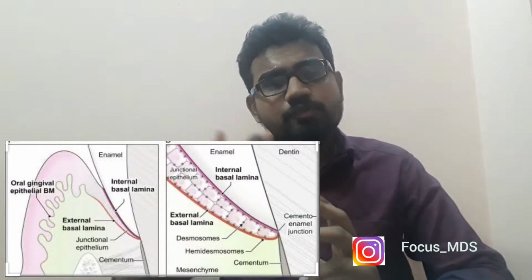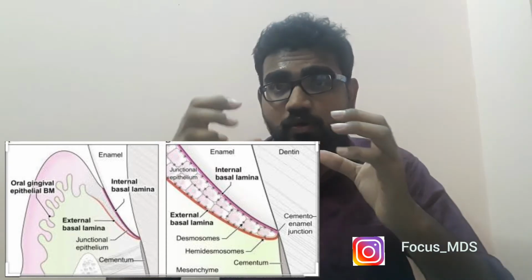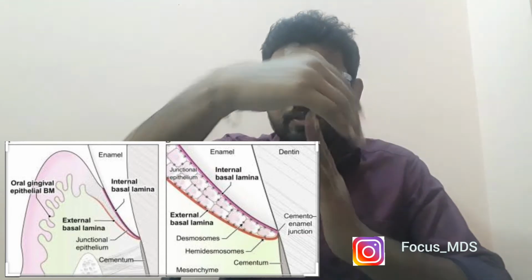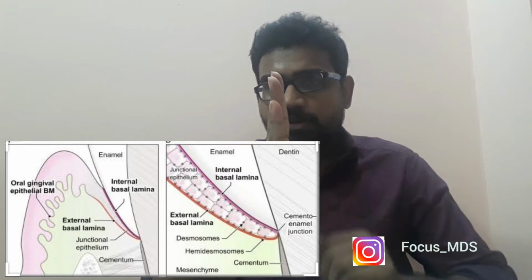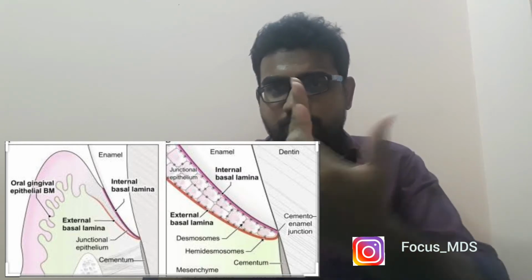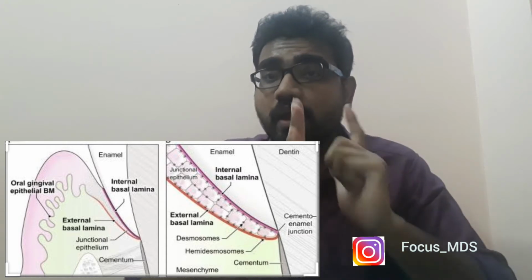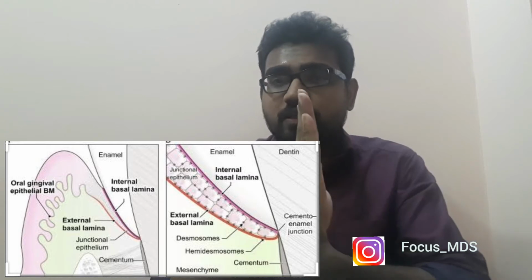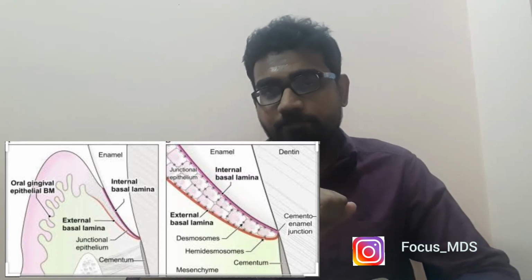Now if you come to the junctional epithelium, it has two basement membranes. Any other structure has only one basement membrane, but the junctional epithelium has two. If this is the tooth and this is the junctional epithelium, the one facing towards the tooth is the internal basal lamina. Keep that in your mind. The one which faces the connective tissue is the external basal lamina.